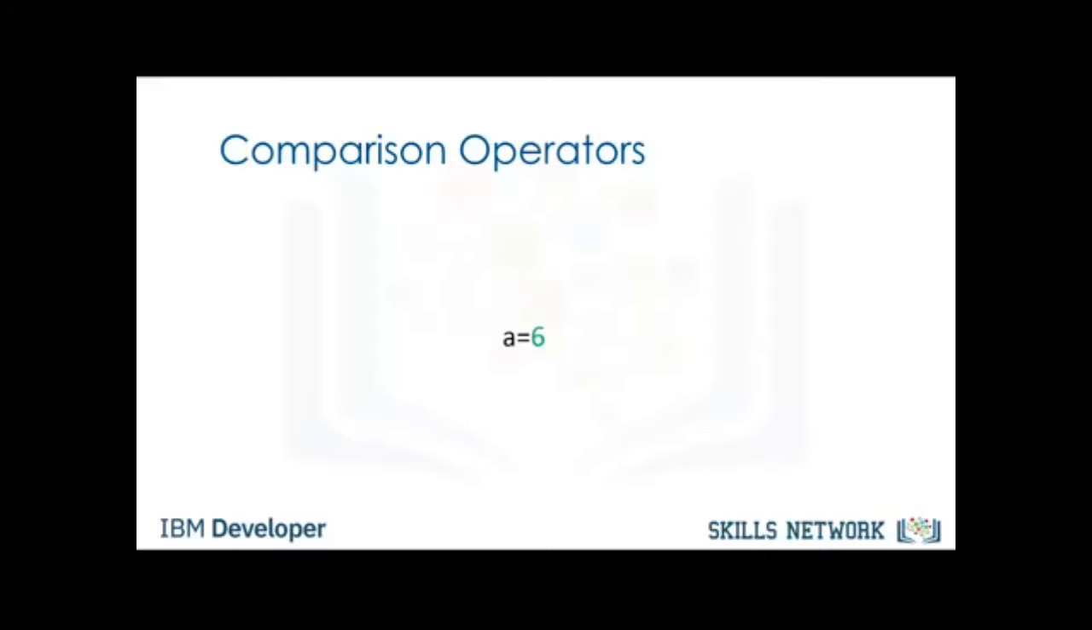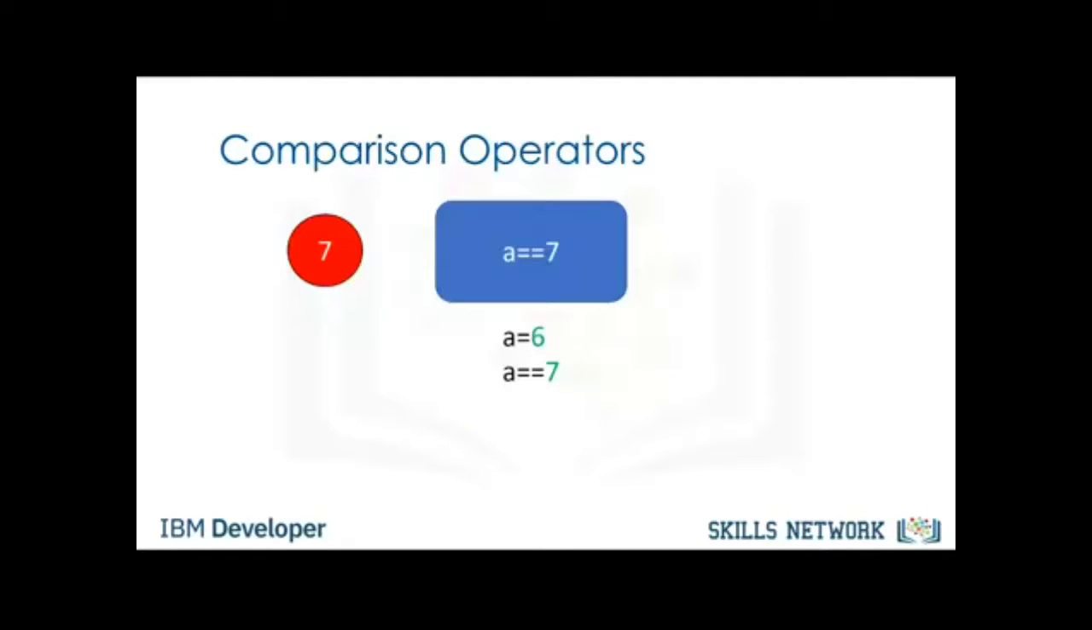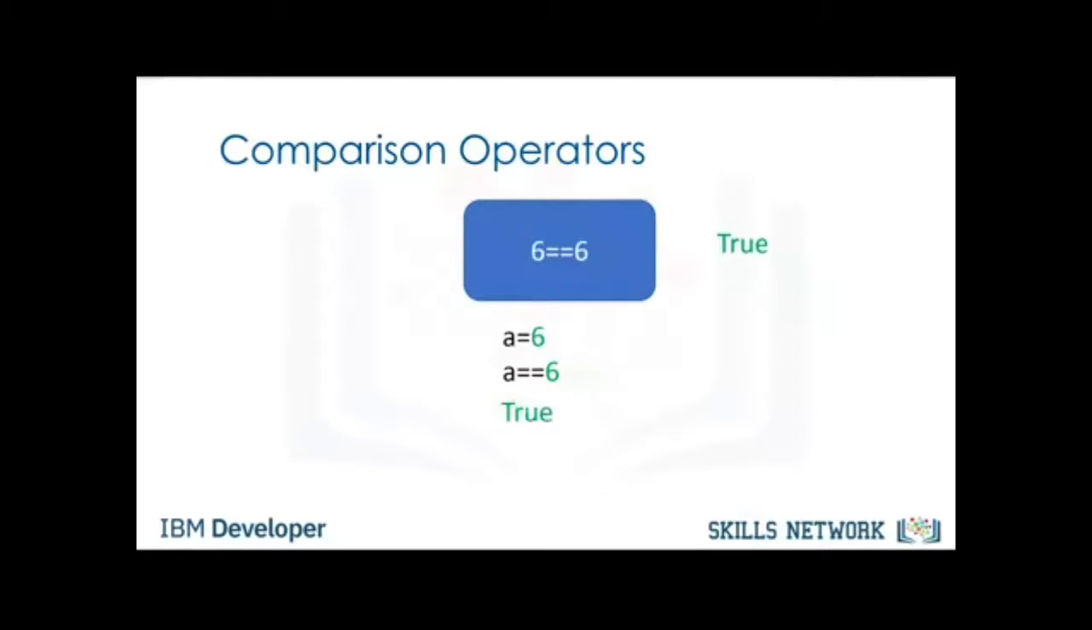Let's say we assign a value of a to 6. We can use the equality operator denoted with two equal signs to determine if two values are equal. In this case, if 7 is equal to 6. In this case, as 6 is not equal to 7, the result is false. If we performed an equality test for the value 6, the two values would be equal. As a result, we would get a true.